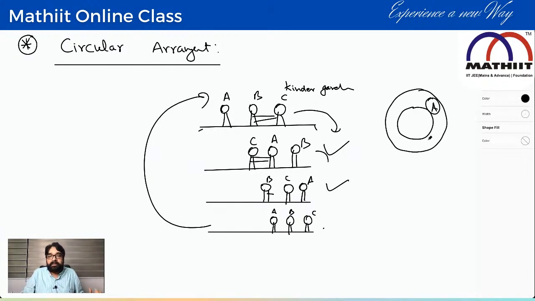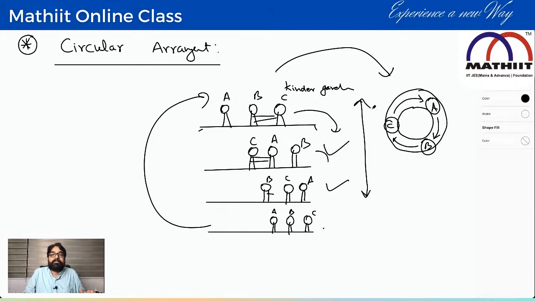This problem can be removed if suppose they are sitting on circular chairs. A person, B person, C person. Let them play around. Nothing will happen. Every time the same arrangement will be there. It means if you convert a row arrangement to a circular arrangement, this order arrangement will be missing. This is called the order arrangement.